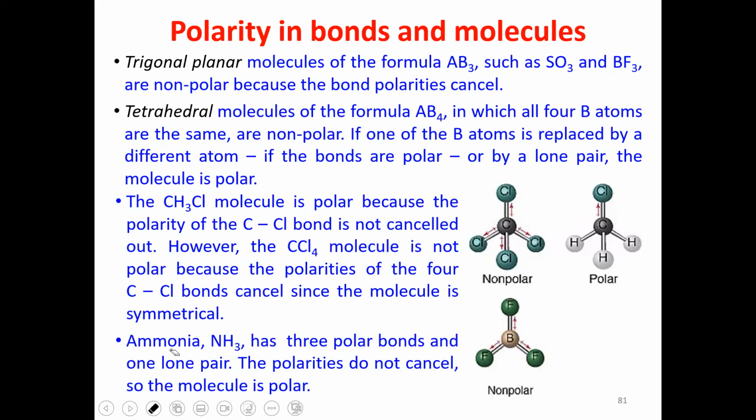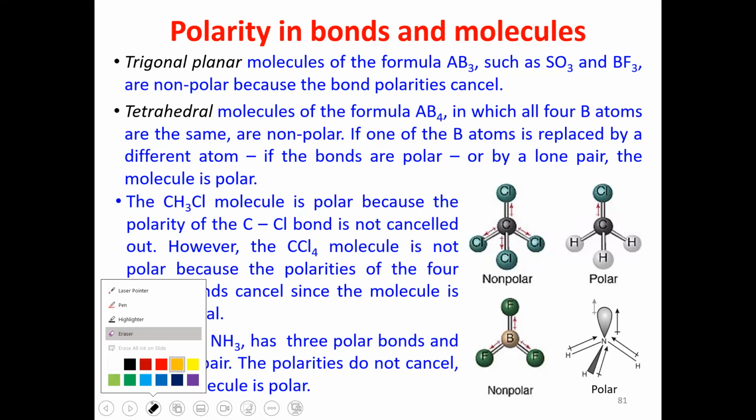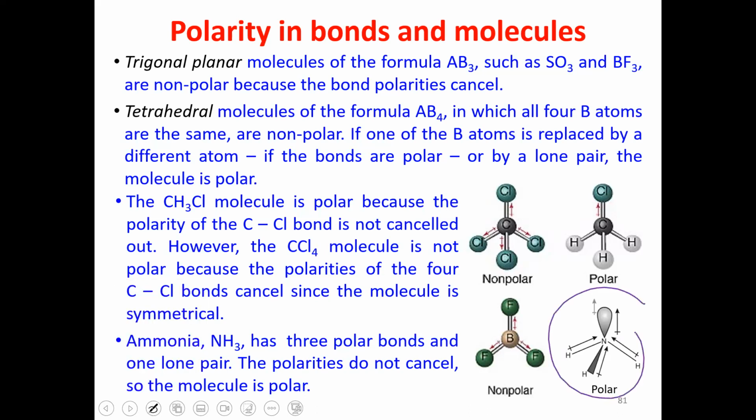Ammonia has three polar bonds and one lone pair. The polarities do not cancel out, so ammonia is a polar molecule. Look at this diagram, and I will ask the same question again, and I will make an arrow for screen reference. Why is ammonia a polar molecule?